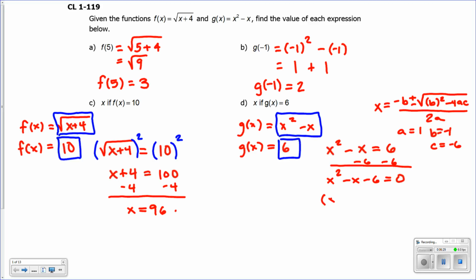I know that when I factor this, I should end up with x and x. One's going to be plus, one's going to be minus, and I'm going to have a 3 here and a 2 here, which gives me x plus 2 equals 0, x minus 3 equals 0, using the zero product property. This times this gives us 0, so one of these two factors has to equal 0, which means that x equals negative 2 or x equals positive 3. So there's our answers for these four. We've got f of 5 equals 3, g of negative 1 equals 2, x equals 96, and x equals negative 2 or x equals positive 3.